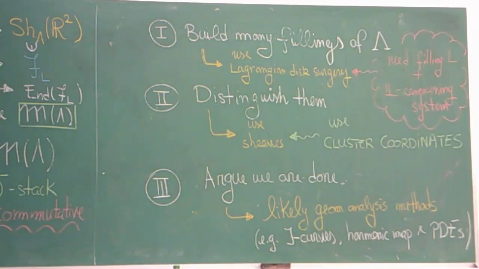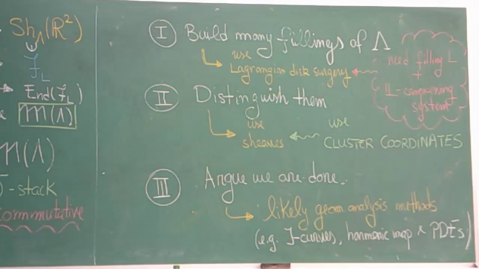The motivation is that using this method requires not just having a Lagrangian filling, but some additional data. There are going to be some Lagrangian disks in there. So we're not just going to want to find Lagrangian fillings, we also want to find Lagrangian fillings with some extra data. That's a self-compressing system, which I'm going to tell you about in about 20 minutes.